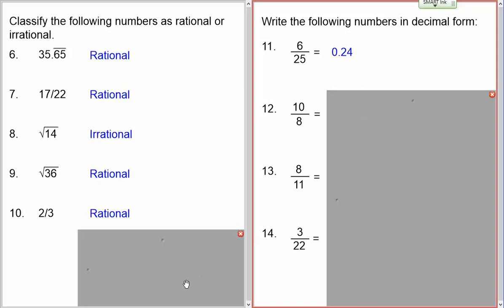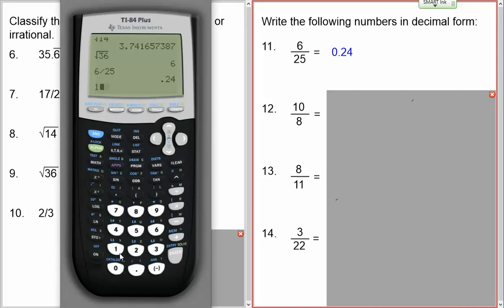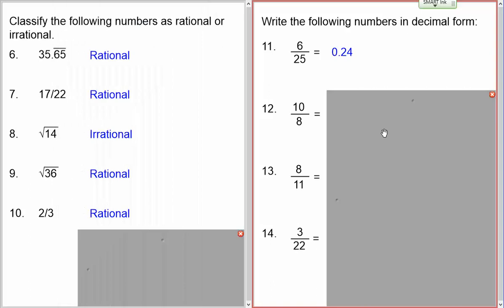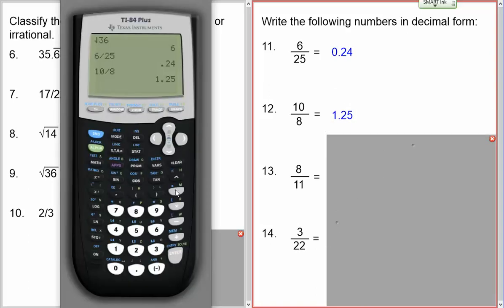All right. 10 divided by 8, that's a terminating decimal. These are definitely level 1 questions, guys. 1.25, there it is. All right. 8 divided by 11, that's going to be a repeating decimal.